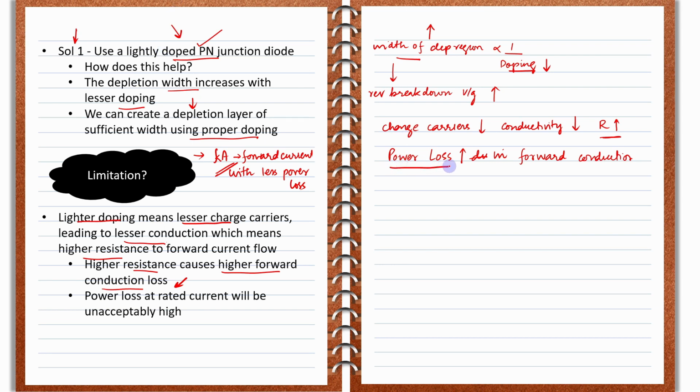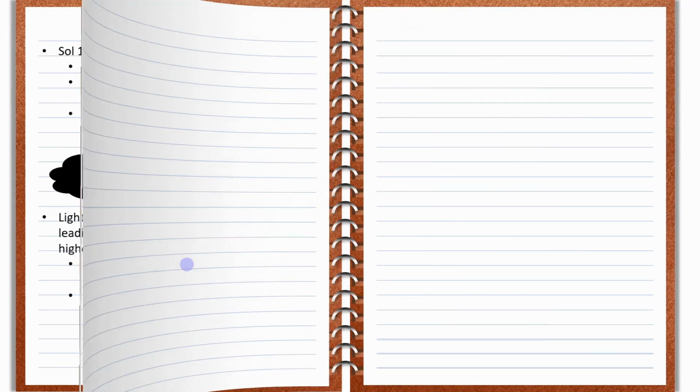So now what is the problem here? The problem was that during the forward conduction, the power loss is very high. So what can we do to solve this? The solution number 2: forward loss can be reduced by increasing the doping, right? You needed high reverse blocking, so the breakdown voltage of the diode should be high. So what did you do? You reduced the doping. This is the sequence. You reduce the doping, and when the doping was reduced, the depletion width increased, so you got high breakdown voltage.